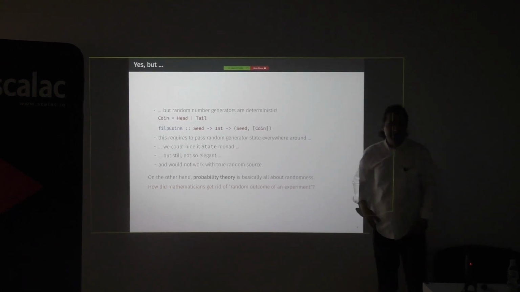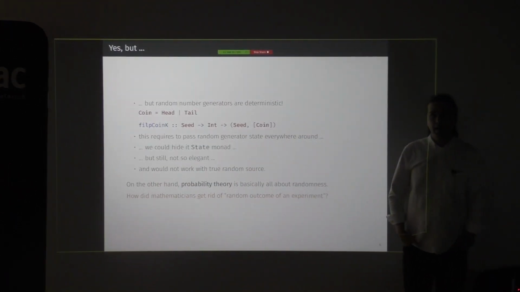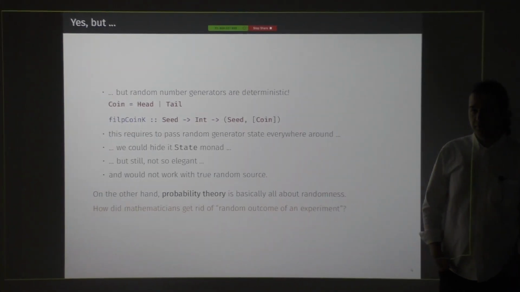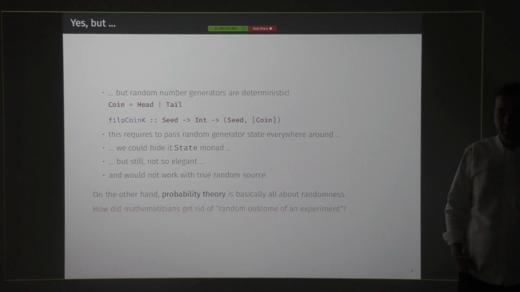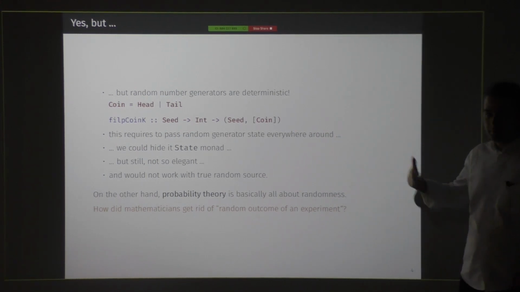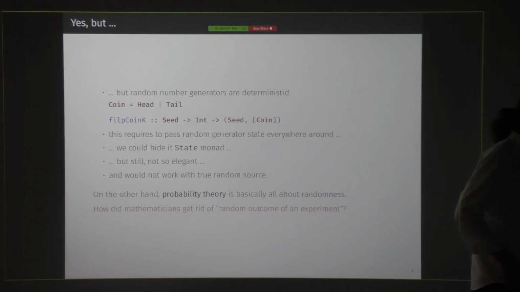well, on the other hand, mathematicians like pure functions too, and they are quite good at working with randomness. I mean, they built the whole probability theory about randomness. So somehow they solved this problem. So how did they do that? I mean, how do they hide this random outcome of the experiment, which is inherent in any kind of random something?